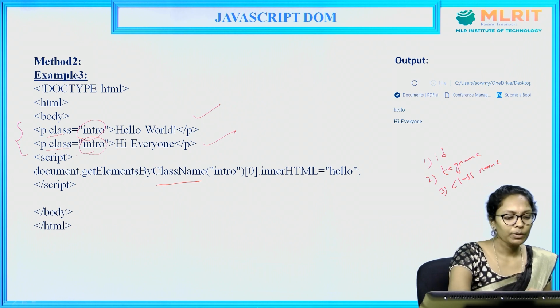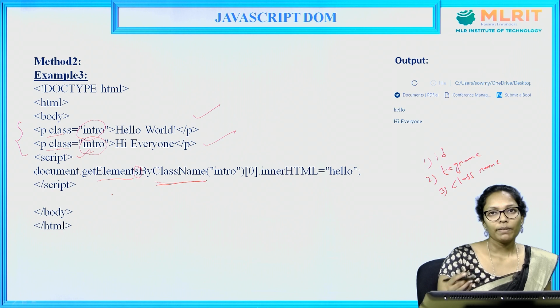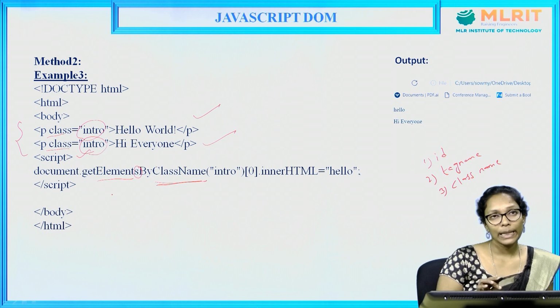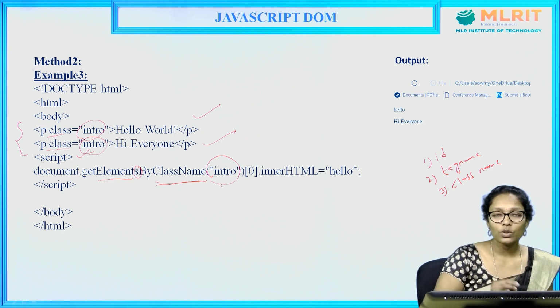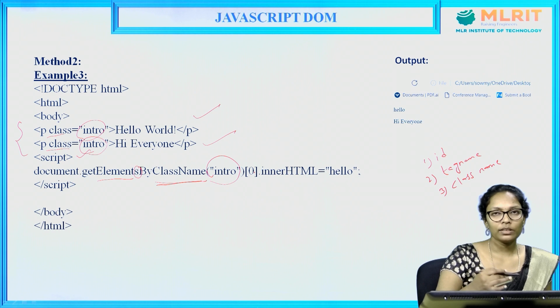But in the script, what I am doing, document.getElementsByClassName. Here also S will be there, get elements by class name. Why? Because under one common class, we have multiple elements, right? So that's why you need to use the method get elements by class name. And what is the class name we have? Intro. Here also again we have array. So the first element is 0, second element is 1, third element is index 2 and so on like that.